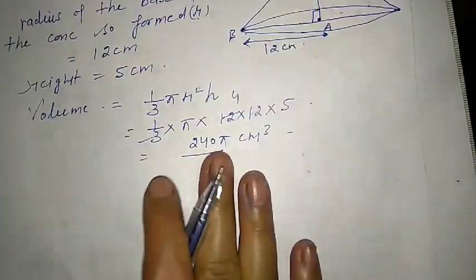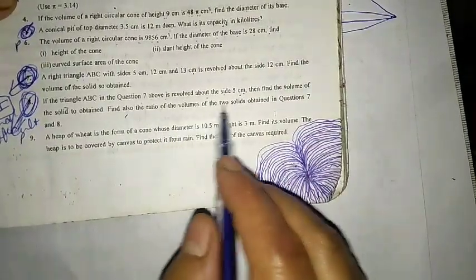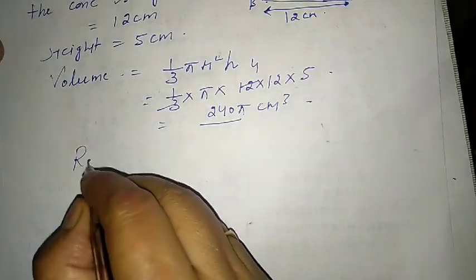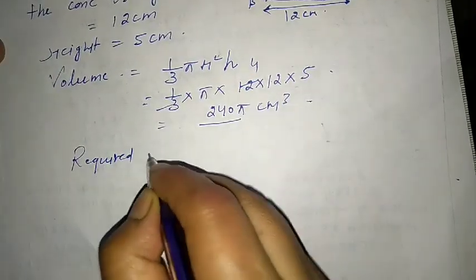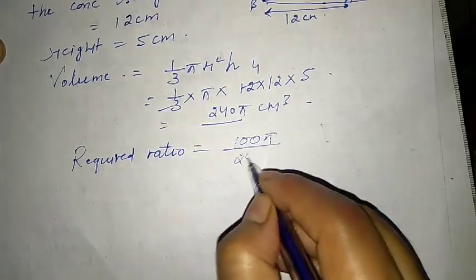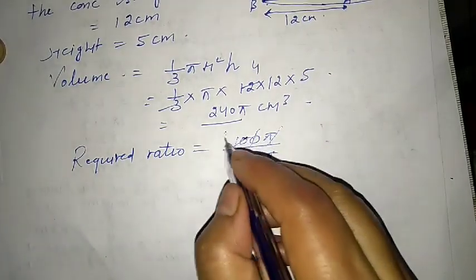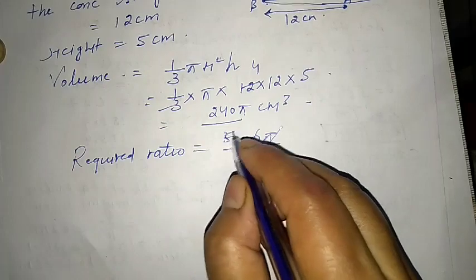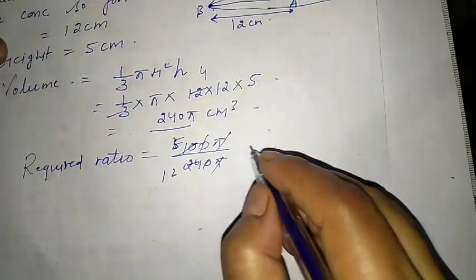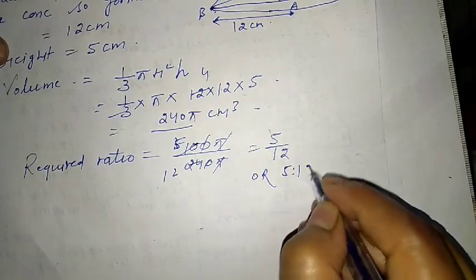If you want to find it in decimal, you can put the value of 22 upon 7. Now it is also given here: find the ratio of the volumes of the two solids obtained in questions 7 and 8. So the required ratio is 100 pi upon 240 pi. Pi can be cancelled, 0 can be cancelled. 2 fives are 10 and 2 twelves are 24. So this is equal to 5 upon 12, or 5 ratio 12.